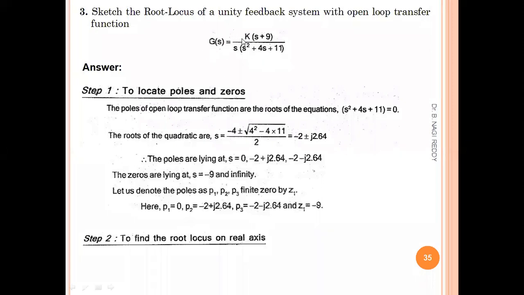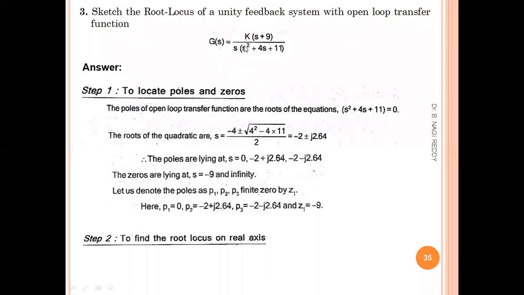For this open loop transfer function, you can see we have a numerator polynomial with only one s to the power 1. That means only a single zero will come. So s + 9 = 0, that means s will be -9. So the zero of the given open loop transfer function is -9.